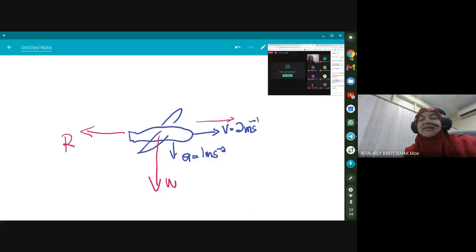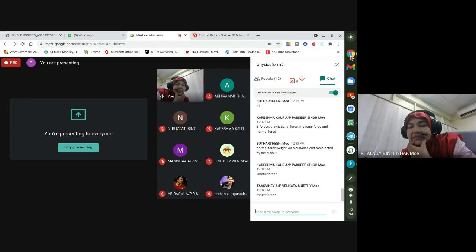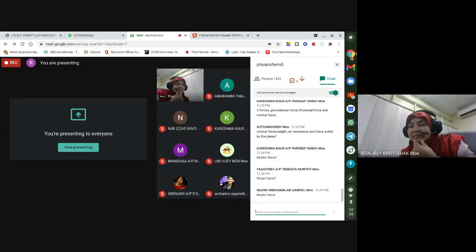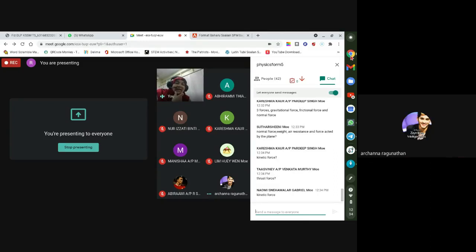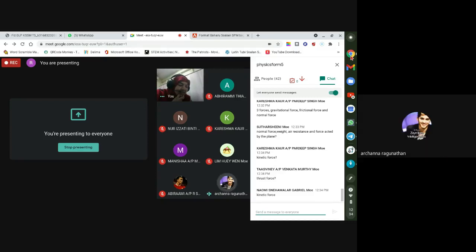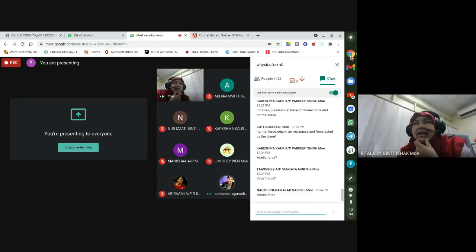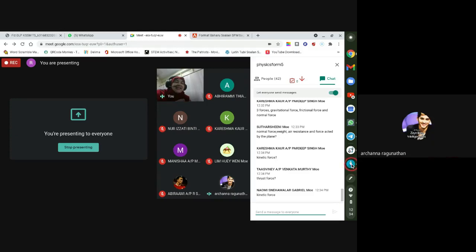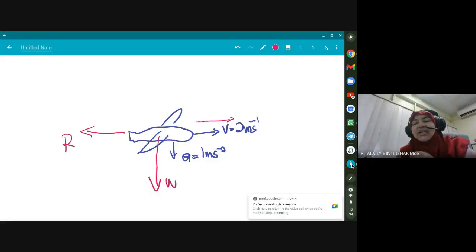Okay. So tadi apa? Kinetic force. Kinetic is not a type of force, sayang. Is it just normal force or forward force? Okay. Normal force tadi saya sebut exerted by a surface. Ada surface tak kat sini? No surface kan? So there is no normal force.